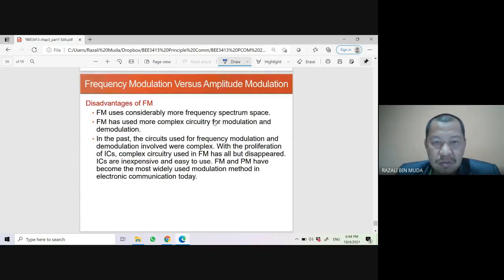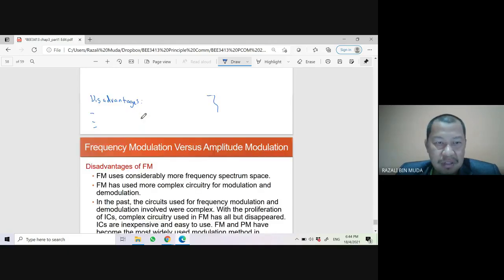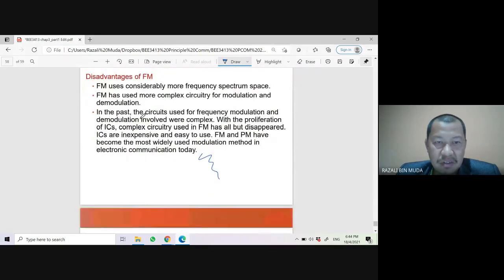So with that, there are also disadvantages of FM. FM uses considerably more frequency spectrum space. FM uses more complex circuitry for modulation and demodulation. In the past, the circuits used for frequency modulation and demodulation were more complex. With the proliferation of ICs, the complex circuitry used in FM has all but disappeared. ICs are inexpensive and easy to use. FM and PM have become the most widely used modulation methods today in electronics and communication. Okay, so now you already understand the advantages and disadvantages of using FM.